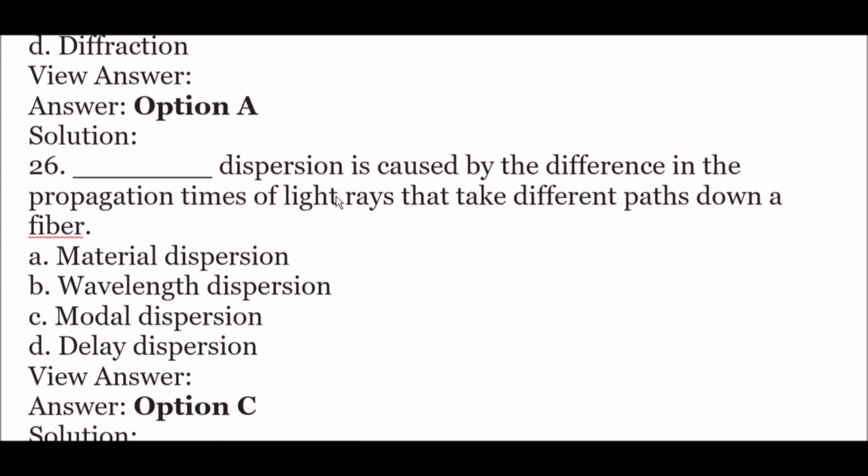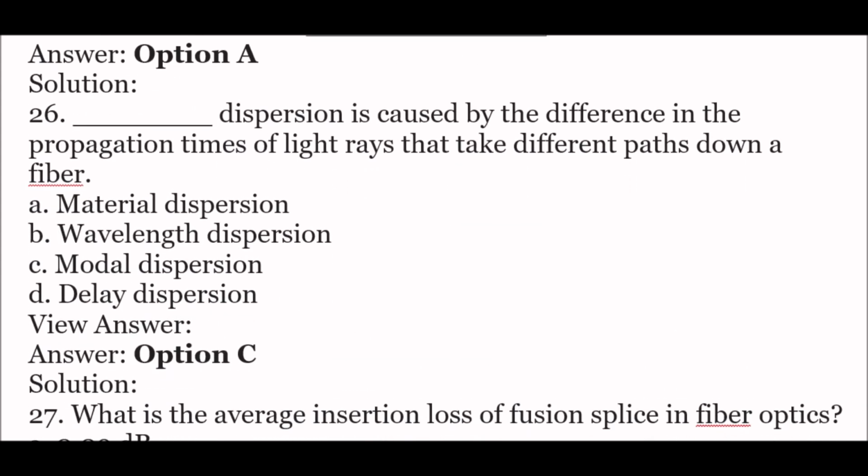Next question. Blank dispersion is caused by the difference in the propagation times of light rays that take different paths down a fiber. Option A material dispersion, option B wavelength dispersion, option C modal dispersion, option D delay dispersion. Right answer is option C modal dispersion. Modal dispersion is caused by the difference in the propagation times of light rays that take different paths down a fiber.